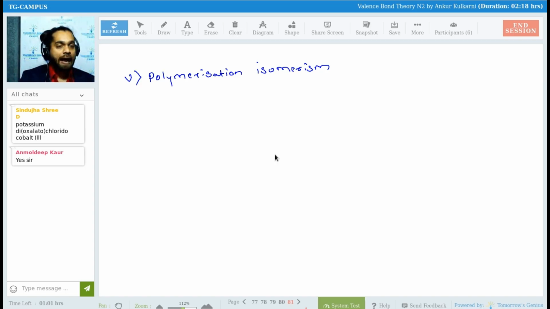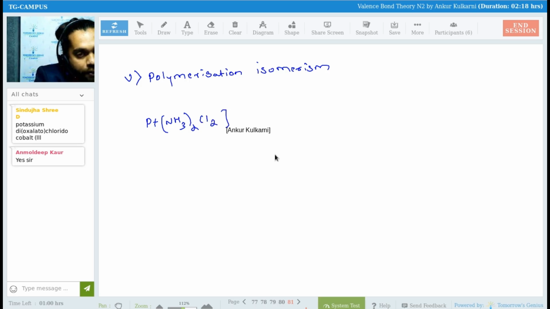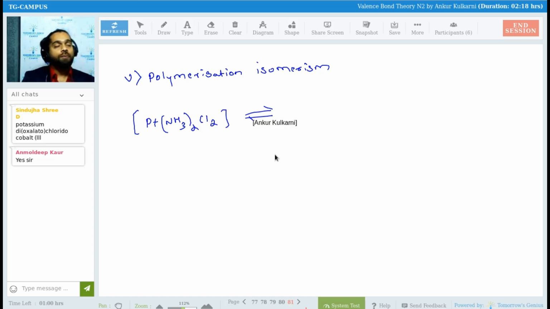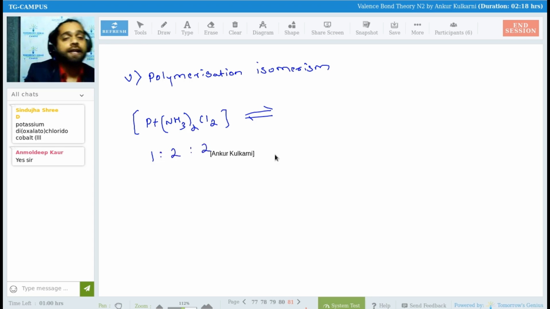For example, I have, Jason, over here, Pt(NH3)2 Cl2. Suppose this is my complex. So the polymerization isomer of this complex would be what? How many platinum do we have, Prashanti? We have 1 platinum, 2 ammonia, 2 chloride. Now it doesn't matter who is with whom. In the polymerization isomer, it is going to become a polymer. So polymer means what? Your monomer is going to become a dimer.